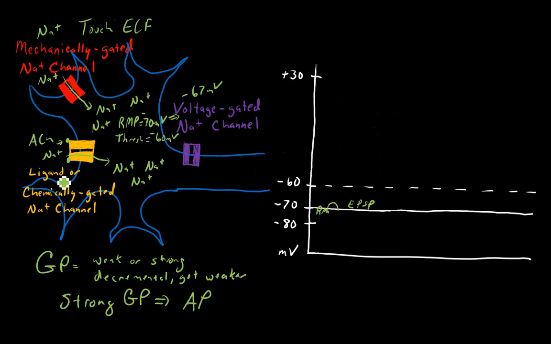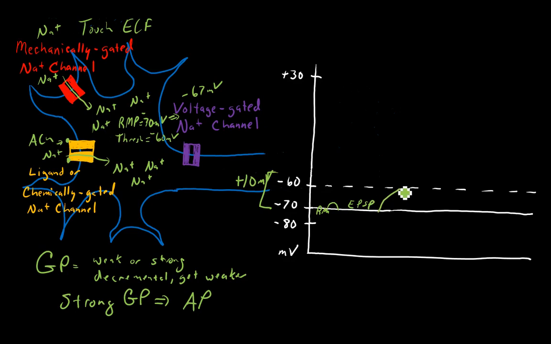As long as there is enough acetylcholine bound to acetylcholine receptors, or if the mechanical touch is strong enough to keep these doors open, once enough sodium has come in to increase the charge the entire stretch from negative 70 to negative 60, which is a 10 millivolt change, that will then result in an action potential occurring.